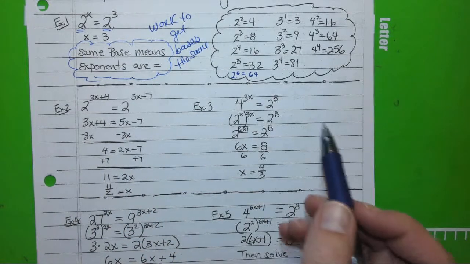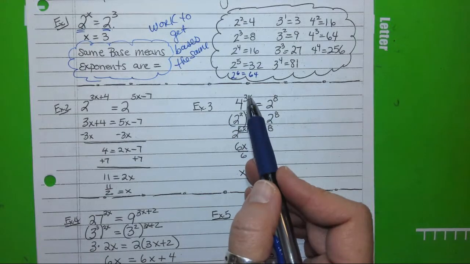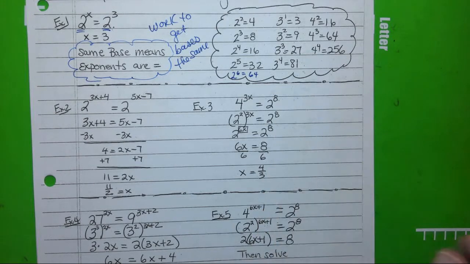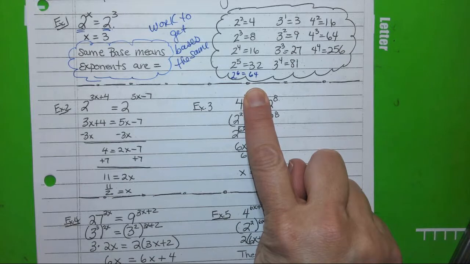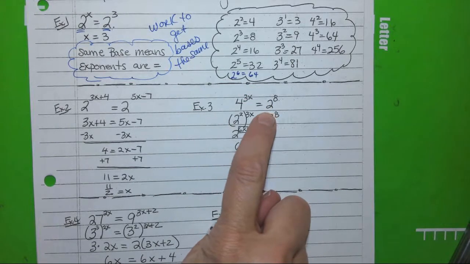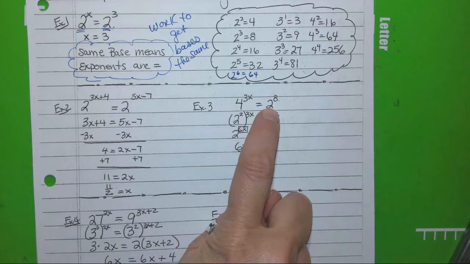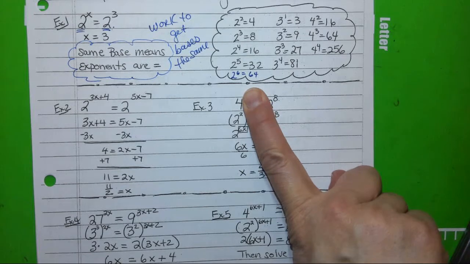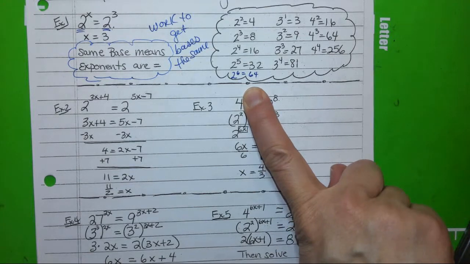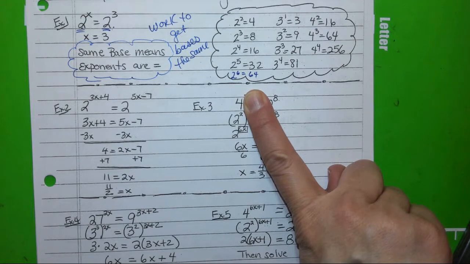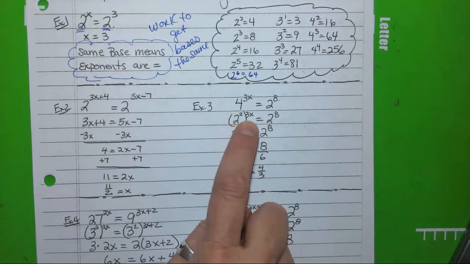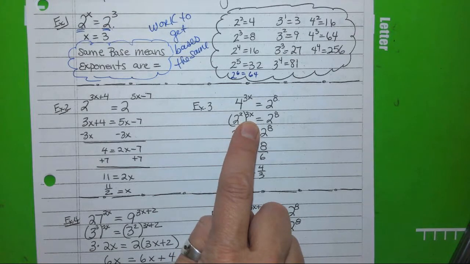Okay, now it gets a little bit more interesting. Over here, we have 4 to the 3x, and you have 2 to the 8. Do you have the same base? No. So we need to rewrite that 4 as 2 to some power, because that's what I have over here. You have to get it to the common base. So 4 is 2 to what power? 2 to the 2nd. So I'm going to rewrite that 4 as 2 squared. I'm allowed to do that, right? That 2 squared is being raised to the 3x. Do you have the same base now?